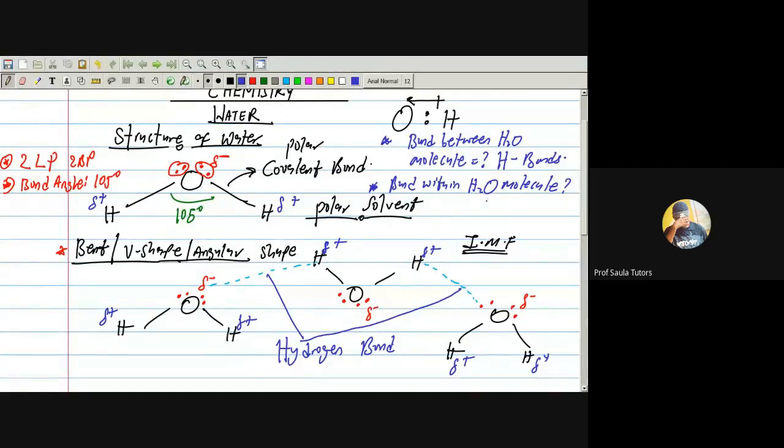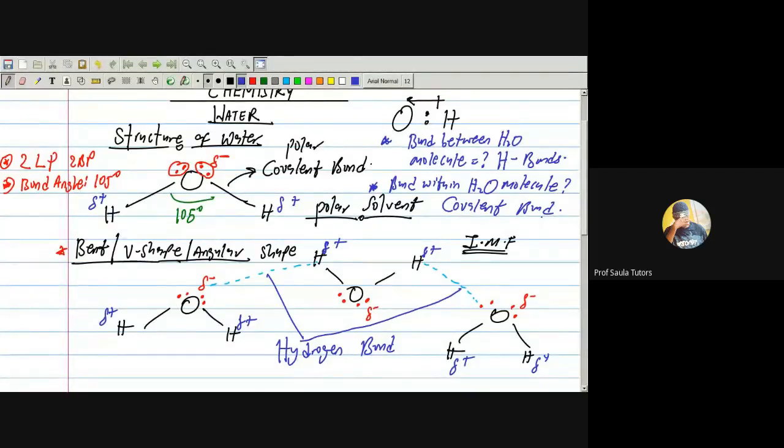Now, if they ask you, what's the bond within water molecule? If I use this English and say, within the school premises, have you gone out? No, you are inside. It means they're asking you, what's the bond inside this just one molecule? That's covalent bond. If you want to be more specific, you can say polar covalent bond, there's no problem. But mostly what you will see in options is covalent bond. The bond between water molecules is hydrogen bond. The bond within water molecule is covalent bond.